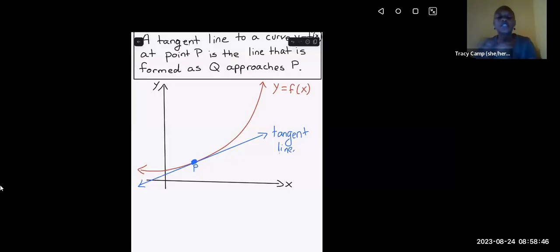And it gets so close to P that you end up with just one point. And we don't have a formula for finding the slope when we just have one point, right? Like if Q is actually equal to P, then your ordered pairs are the same, and the denominator of your slope, the x2 minus x1, ends up being 0. So that's why there's a hole there.